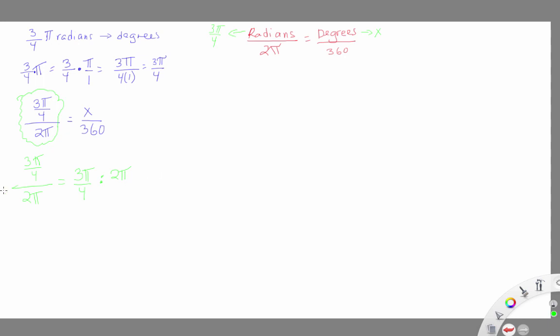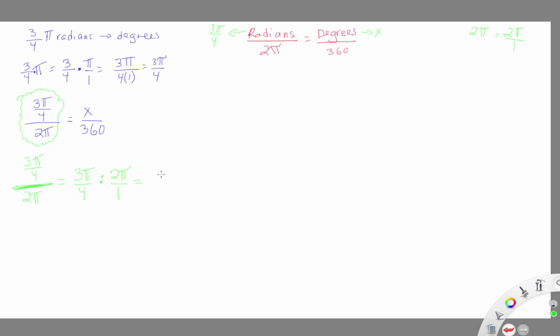If you notice, a fraction bar like this is simply a division. It says divide. So instead of writing it like this, which looks very complicated, I'm just going to say 3 pi over 4 divided by 2 pi. As we said, 2 pi is the same as 2 pi divided by 1. So over here, I can just put a 1 on the bottom. Now this becomes a simple problem of dividing two fractions.